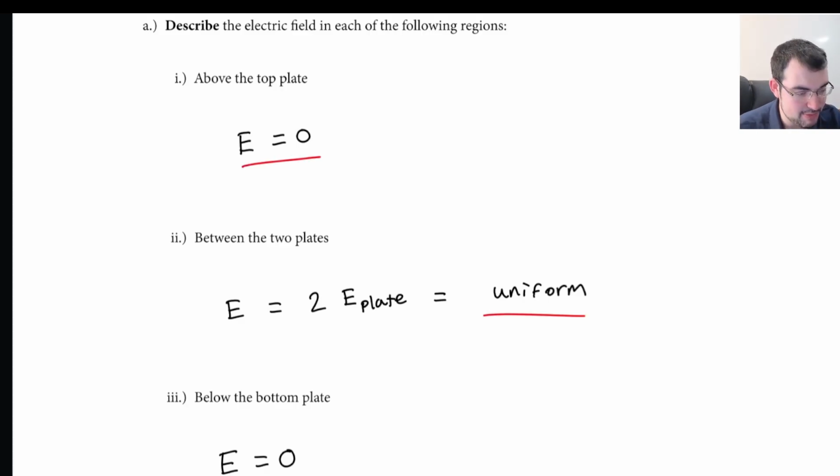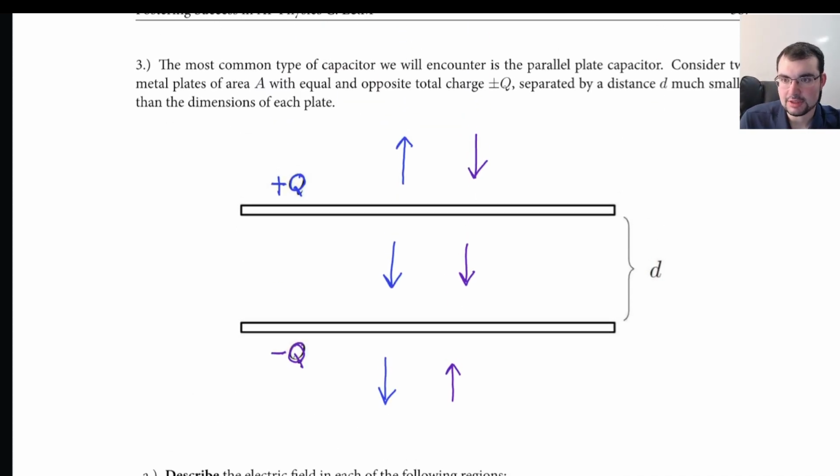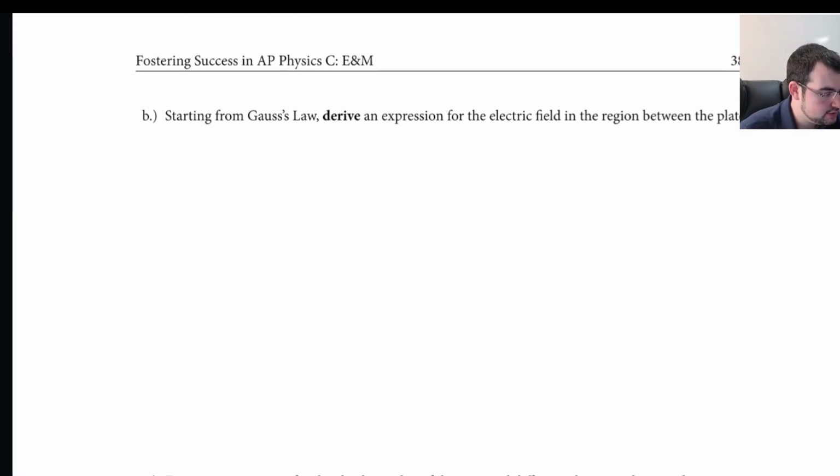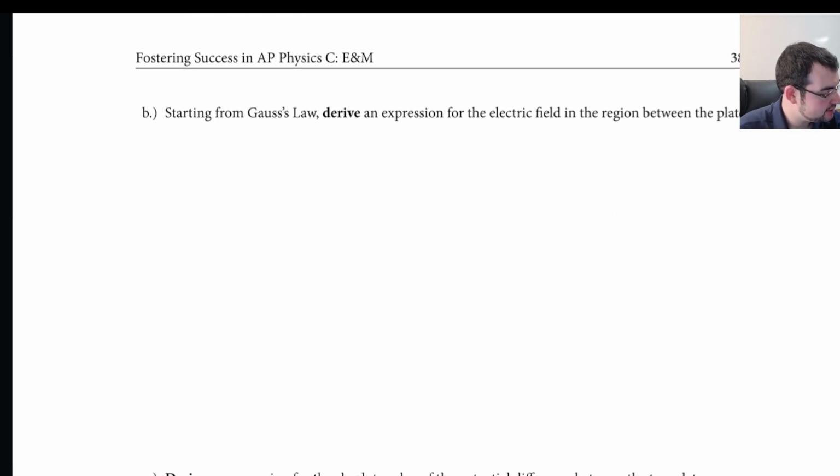So describe the capacitor field. Well, the capacitor field is 0 on the outsides, and it's double the field from one plate on the inside and uniform. So starting from Gauss's law, let's derive an expression for the E field between the plates.